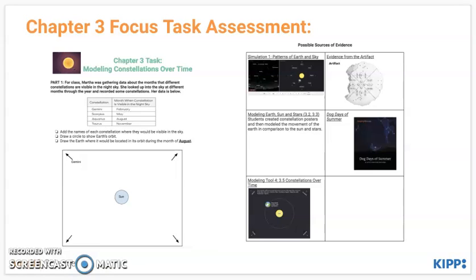Now, pull up the Chapter 3 focus task. Like the others, this task has a few parts. Students will be creating a diagram based on data and will then write an argument that includes evidence from their diagram and from class. Students will also be writing an argument using data to explain when we see different constellations in the sky. Pause now to take the Chapter 3 focus task.